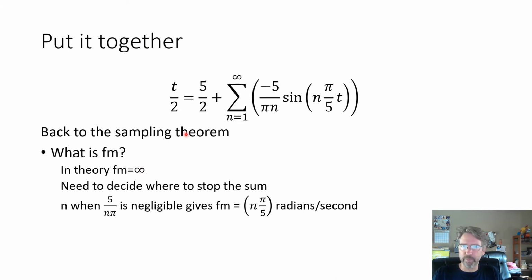So putting it together, we started with this function t over 2, and now we can write that as this infinite series of sine terms plus 5/2. So that's really interesting. How do we use that to find the maximum frequency? Here's frequency as a function of n.